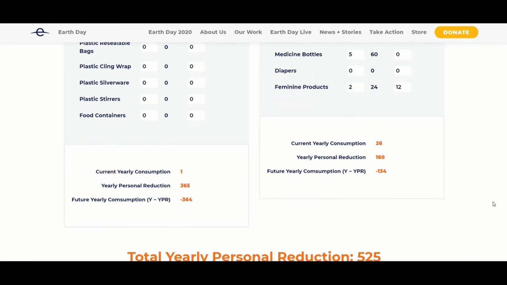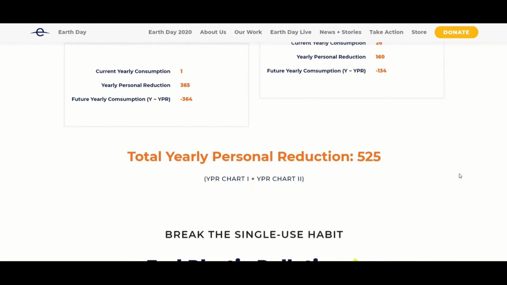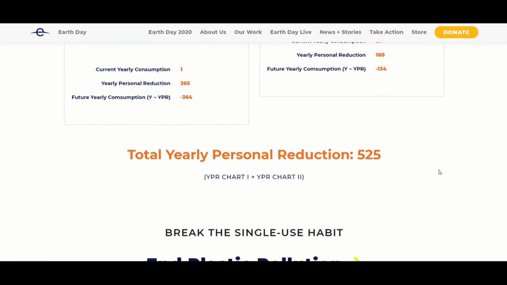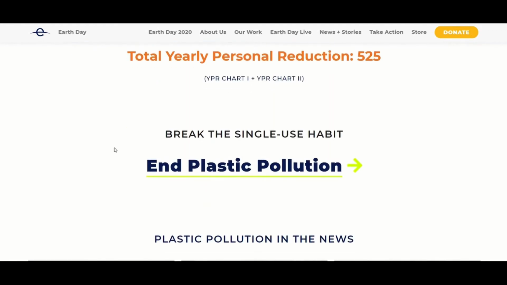Scrolling down some more, we get totals of your current yearly consumption, your yearly personal reduction that you want to make, and then the difference between the two and how much you are reducing. And it's just great to see that and be able to get an understanding of how much of an impact you can have by making these reductions. Scrolling down more, it then gives you your total yearly personal reduction by adding the reduction you make in each chart.